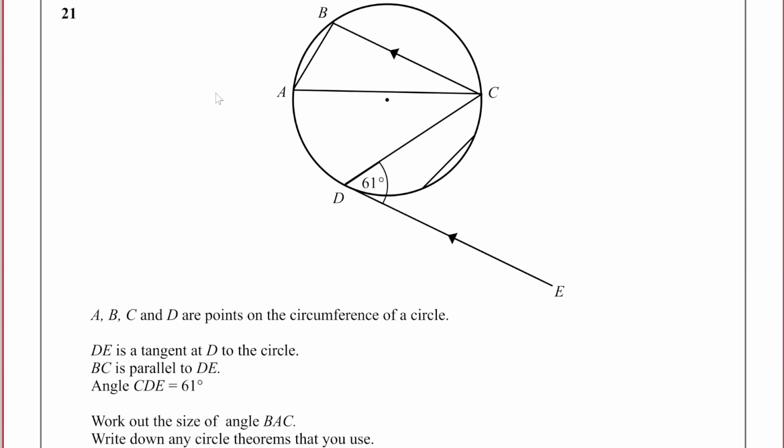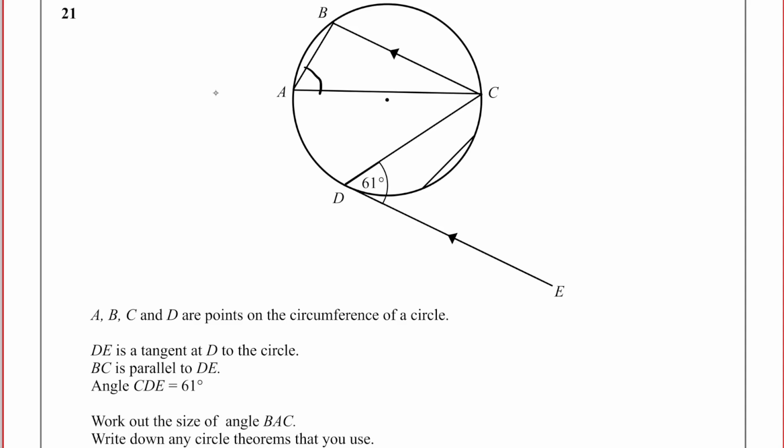Question 21. A, B, C, and D are points on the circumference of a circle. DE is a tangent at D to the circle. BC is parallel to DE. Angle CDE is 61, so all that information is on the diagram. Work out the size of angle BAC, B to A to C. Write down any circle theorems that you use.